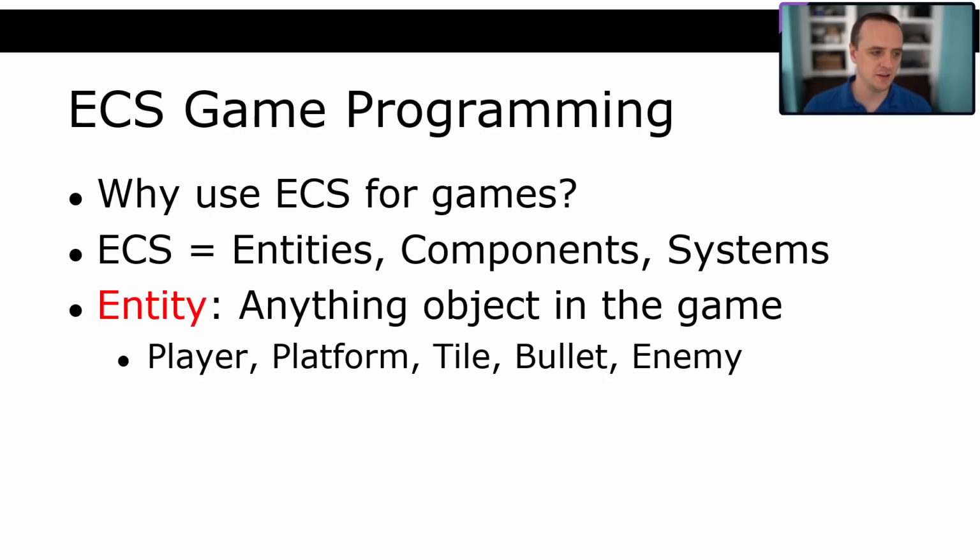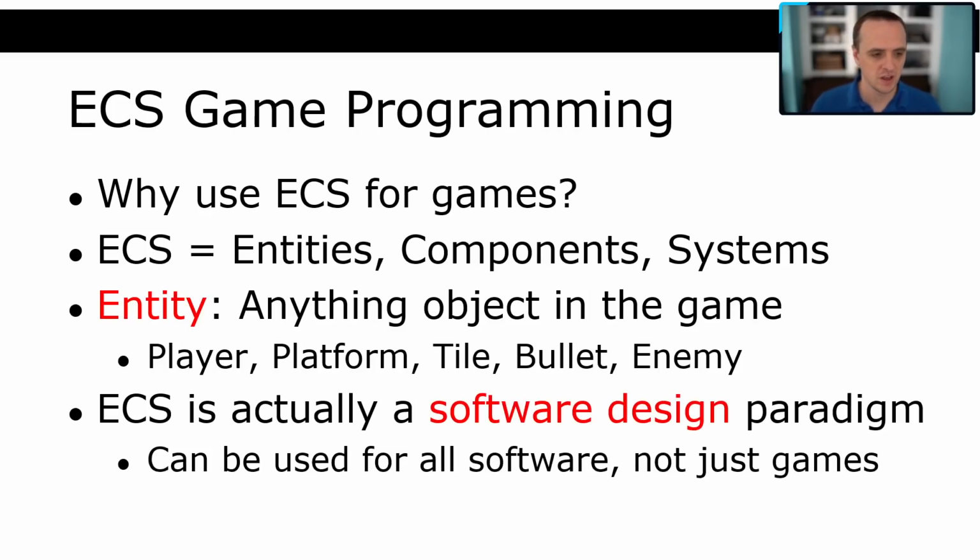So an entity is any object in the game. So for example, you just saw some videos. The player is an entity. A platform is an entity. A tile is an entity. A bullet is an entity. An enemy is an entity. So ECS is actually a software design paradigm. Okay, it's an architecture. It's a paradigm. It can be used for all software, not just games. However, this is a game programming course, so we're going to be using it for games.